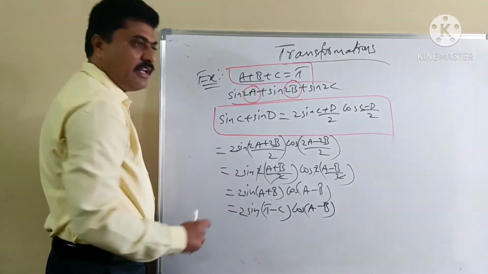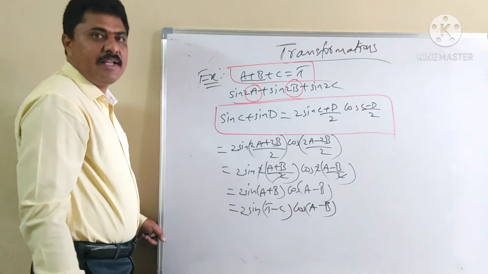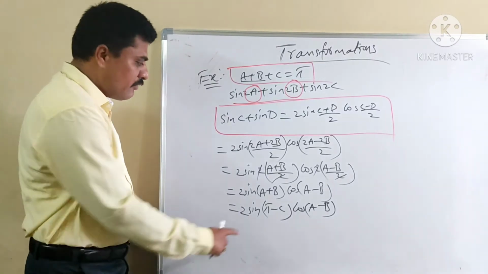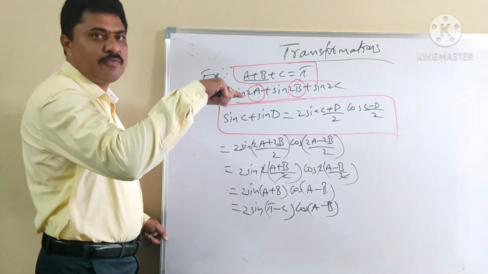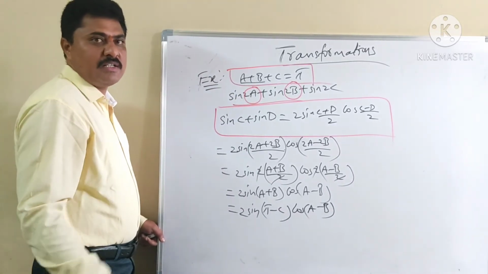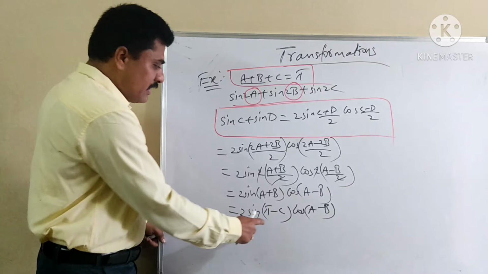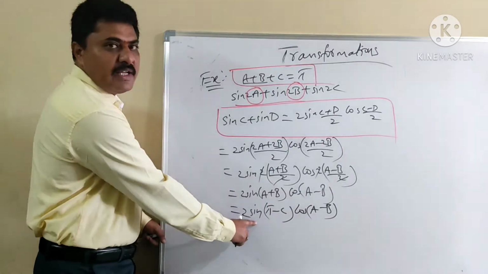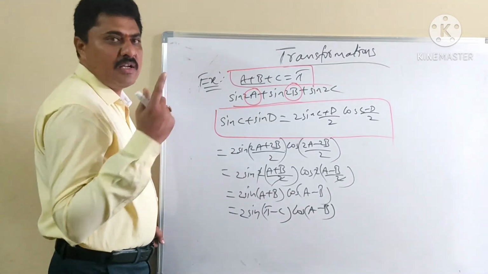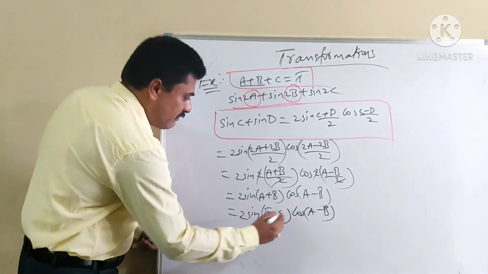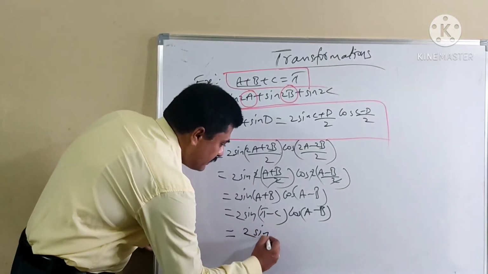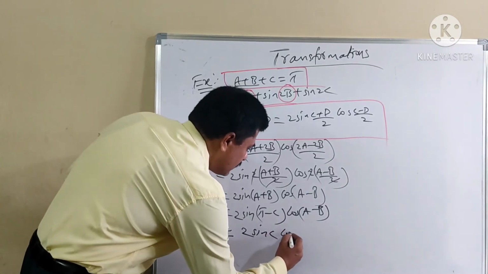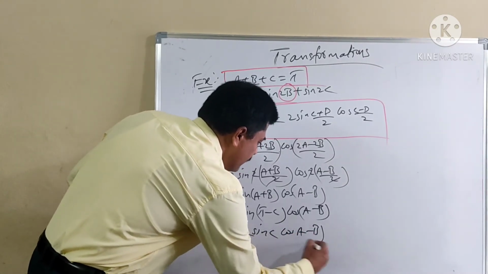So sin, again quadrants, the all silver teacups concept I have given. 180 minus C, 180 comes in which quadrant, my dear students? It falls in the second quadrant, in the anti-clockwise direction. In the second quadrant, what is the value of sin? Sin and cosec are both positive. So 2 sin 180 minus C is nothing but 2 sin C into cos A minus B.